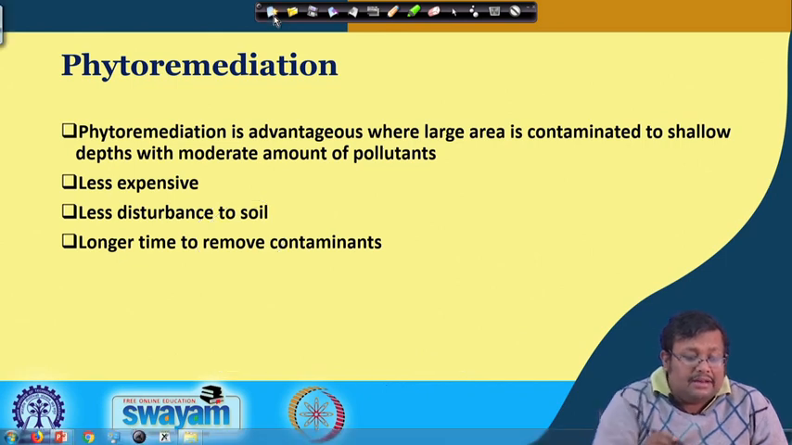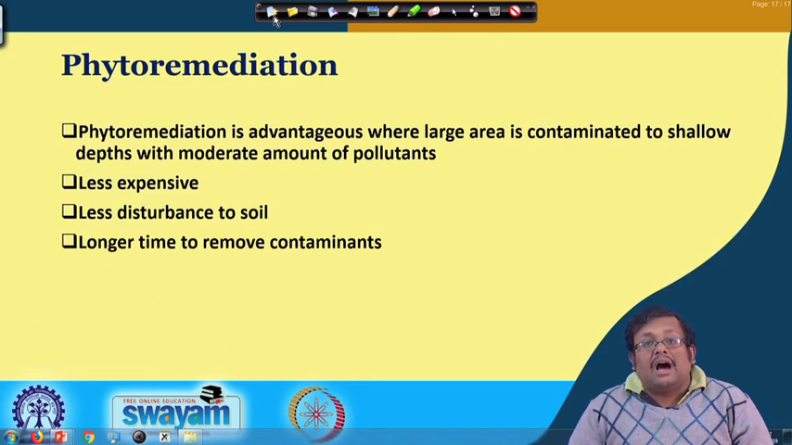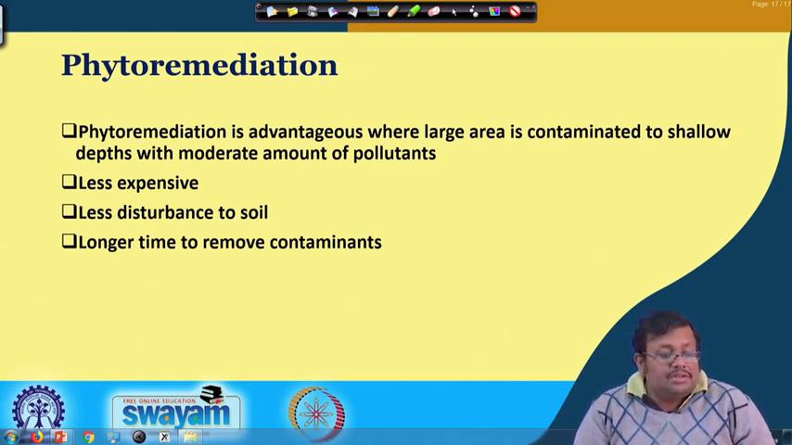So if we talk about phytoremediation again, phytoremediation is advantageous where a large area is contaminated to shallow depth with a moderate amount of pollutants, and it is less expensive, and it creates less disturbance to soil, and it takes longer time to remove the contaminants. So this is one of the problems of phytoremediation, it takes longer time to remediate the contaminants.